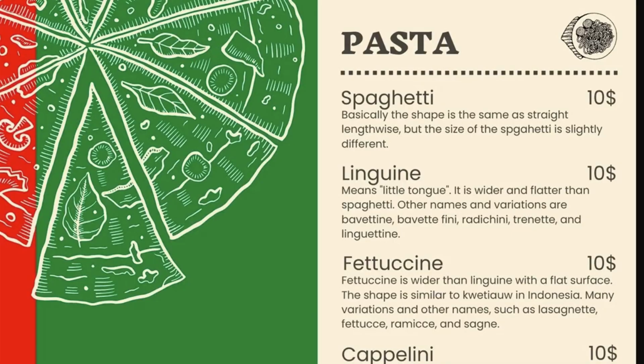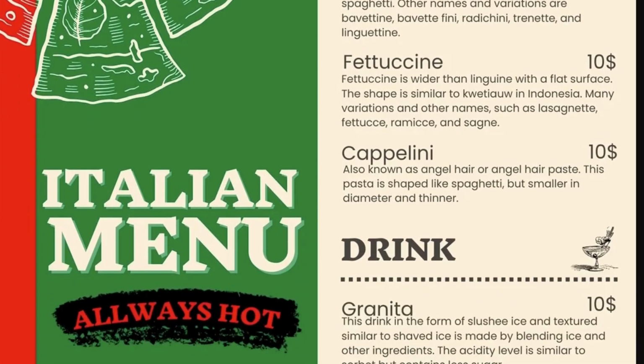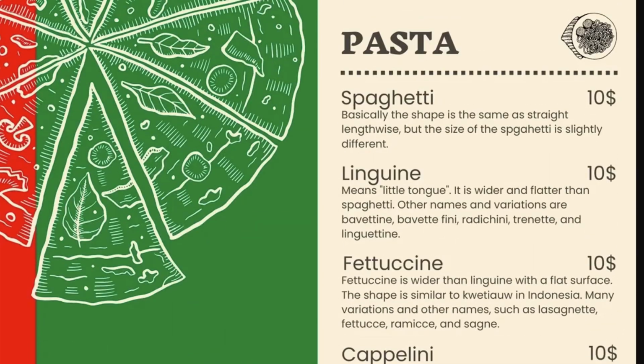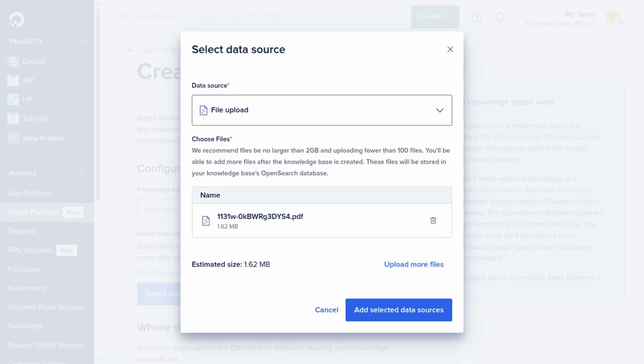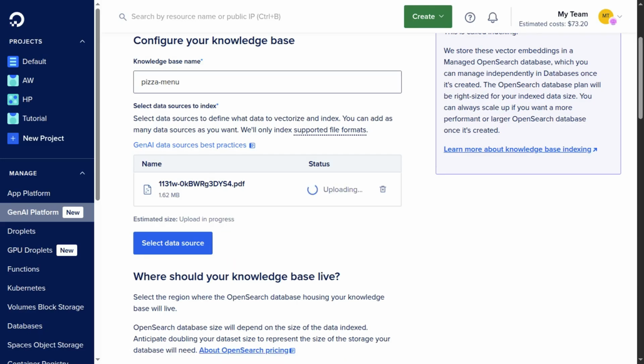This is the file I'm gonna upload. It's basically a simple Italian menu. It has some pizza, it has some pasta items, as well as some drinks. You can see I've uploaded my PDF menu, and now I'm gonna go ahead and click add selected data source. It's now uploading the PDF file, and it says it's ready.